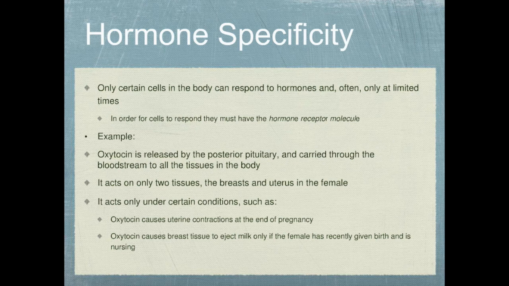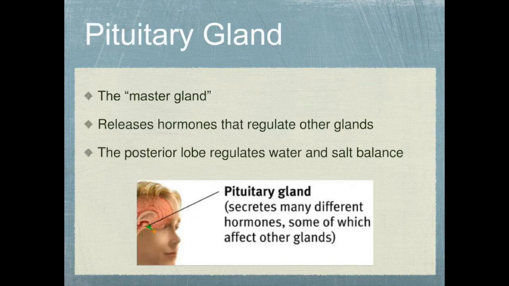It's released all throughout a person's life, but it's only effective when a woman has just given birth. It causes the uterine contractions to end pregnancy and causes breast tissue to eject milk. That's a really good example of a hormone that is in your body at all times, if you're a woman, but only has specific jobs at specific points in your life, right at the end of pregnancy.